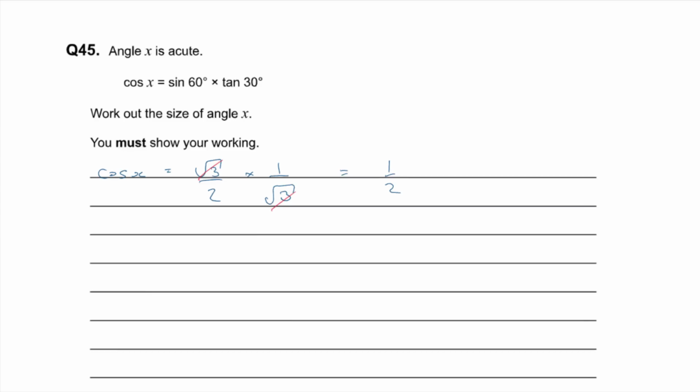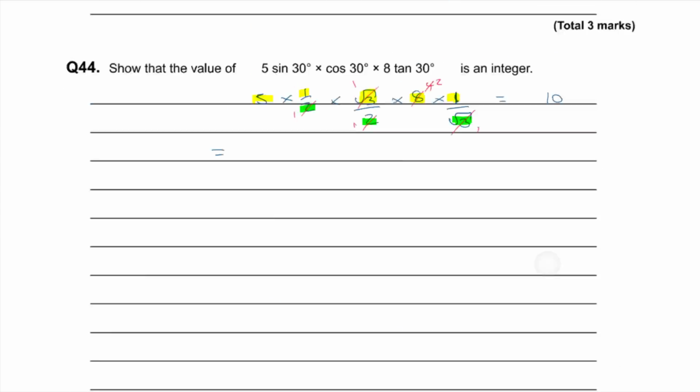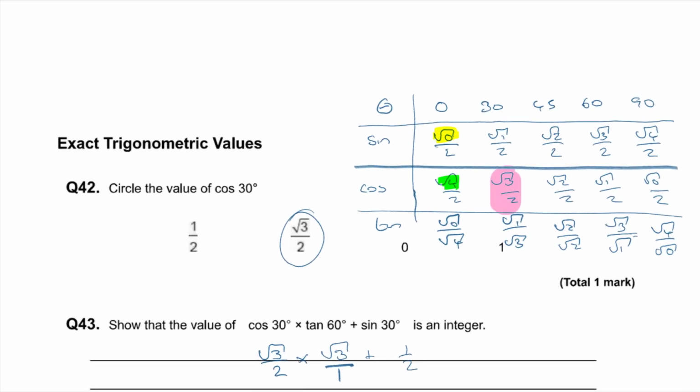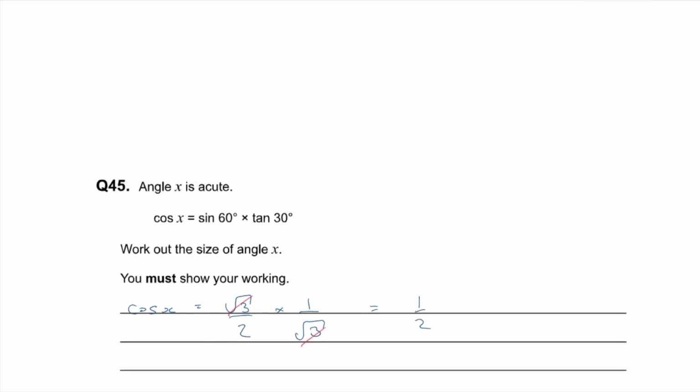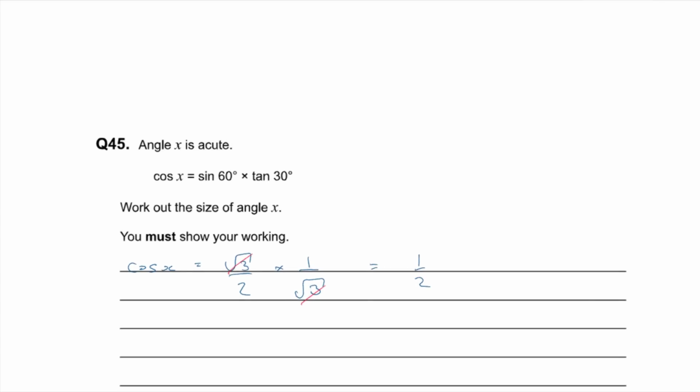Work out the sine of angle x. Coming back to my table, which angle has a cos of a half? Well, it's that one there, isn't it? It's root 1 over 2, that one, because root 1 is just 1 over 2. So if cos 60 is a half, that means that x must be 60. X is 60, because it's the cosine of 60 that has a value of a half. Okay, x is 60.